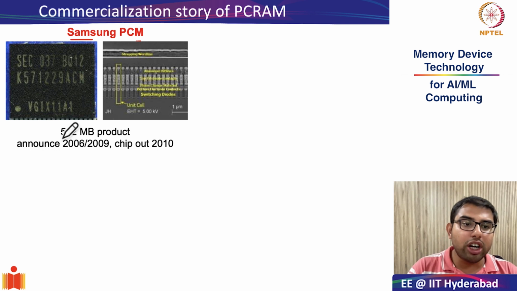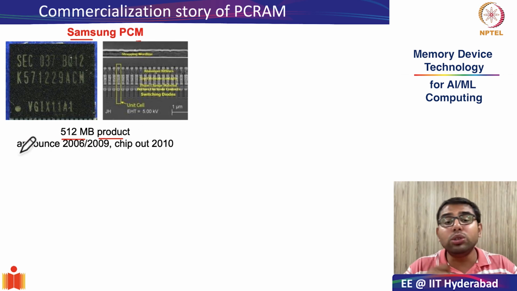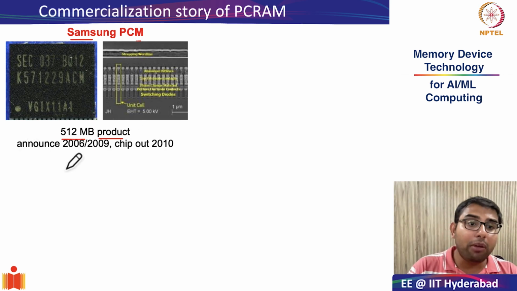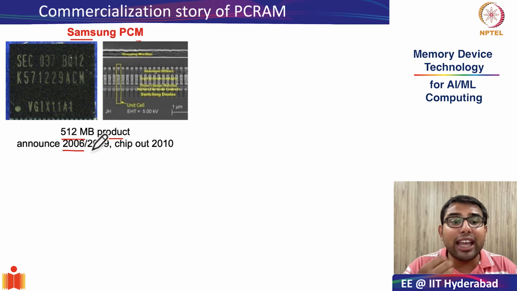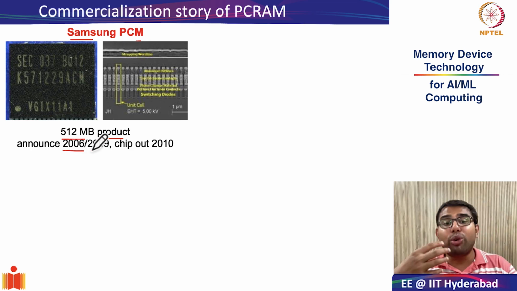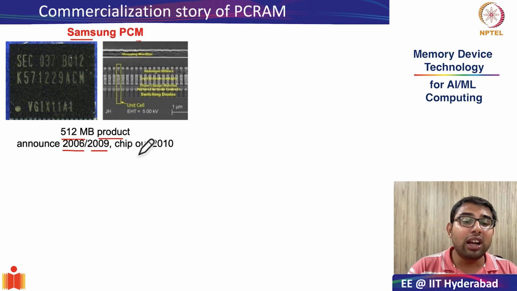So their 512 megabyte product, just megabyte, 512 megabyte product, is something they announced as a replacement for DRAM long back in 2006, and they kept making new announcements that we are going to commercialize in 2009, but the final chip came out much later, only in 2010.